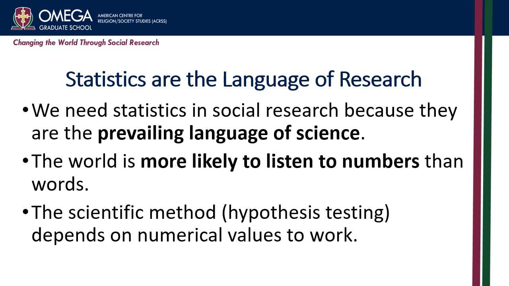The reality is the outside world is more likely to listen to numbers than words. And so we use statistics to communicate the results of social research so that we can impact the culture with our findings. And ultimately, we believe that's how we can make an impact for positive social change from the research process that we teach you here at OGS. Ultimately, it's the scientific method, that's hypothesis testing, that the world wants to hear about. And that depends on numerical values in order for it to work.